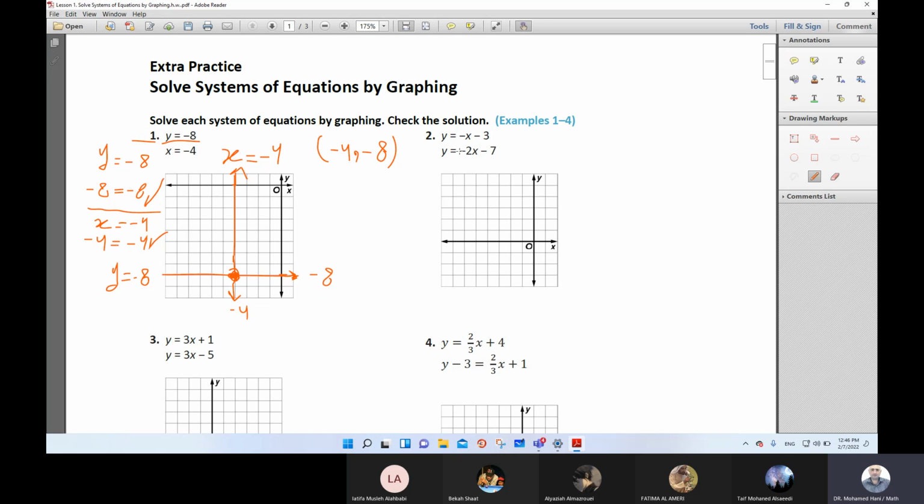We have here, as you see, two equations. From the first equation, who can tell me what is the slope? As you remember, the standard form of the equation is y equals mx plus b. The slope will be the value of m. What is the value of m here?